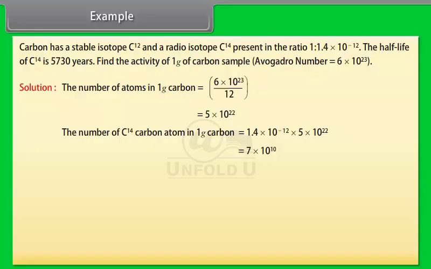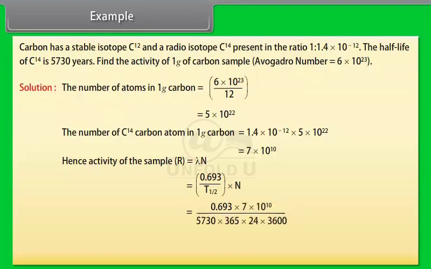Hence, activity of the sample R is equal to λN, which is equal to 0.693 by T-half into N, which is equal to 0.693 × 7 × 10^10 by 5,730 × 365 × 24 × 3,600, which is equal to 0.26 per second per gram, approximately 16 per minute per gram.